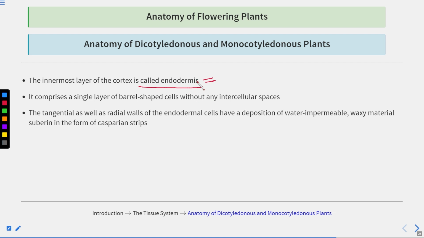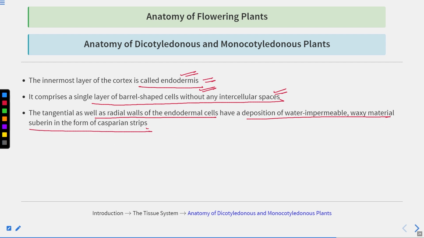And till where is the cortex layer? Till the endodermis layer. Okay, now it comprises a single layer of barrel-shaped cells without any intercellular spaces in between. So no intercellular spaces can be seen in the case of the endodermis. The tangential as well as the radial walls of the endodermal cells have a deposition of the water-impermeable waxy material suberin in the form of Casparian strips.